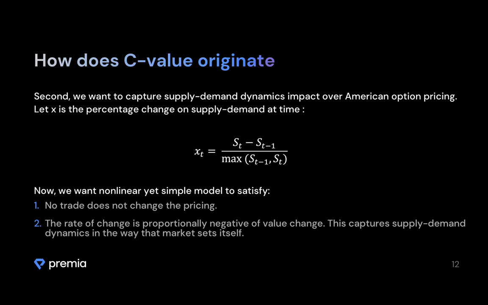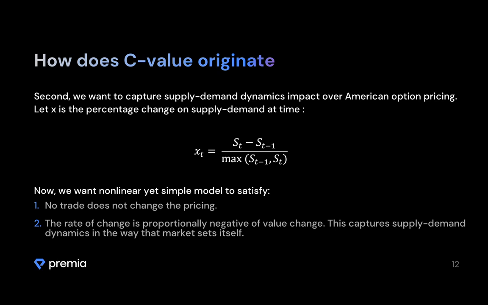Now, the second part is that we also want to capture supply-demand dynamics in American option pricing. Let X be the percentage change in supply-demand at time t. S_t here is the pool state at time t, and S_{t-1} at the previous time. Now we have our nonlinear model, which is simple, yet self-explanatory.